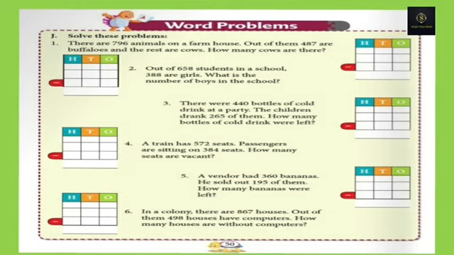A vendor had 360 bananas. He sold out 195 of them. How many bananas were left? So, children, here the word left implies subtraction. Now, let us see the numbers in the question. So, the greater number is 360. But what is 360? Yes, number of bananas vendor had. So, our first statement will be number of bananas vendor had.